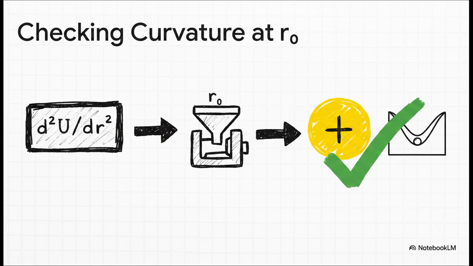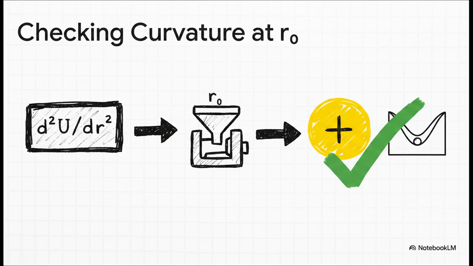We need that second derivative. So we take the derivative of our first derivative. That gives us 6a over r to the fourth minus 2b over r cubed. Now, we don't care about the curvature everywhere, just at our equilibrium spot. So we plug in our value for r0, 2a over b.